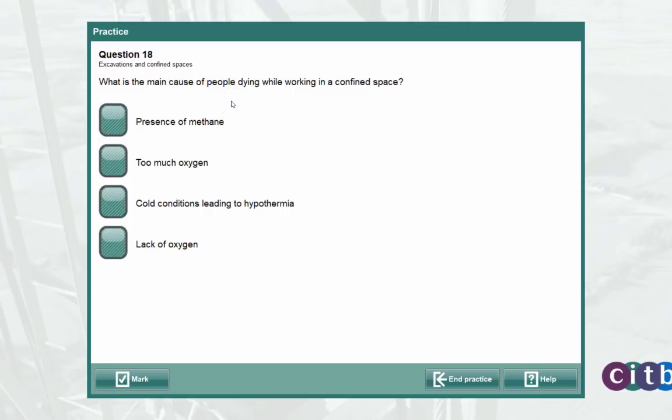What is the main cause of people dying while working in a confined space? Presence of methane, too much oxygen, cold conditions leading to hypothermia, lack of oxygen.